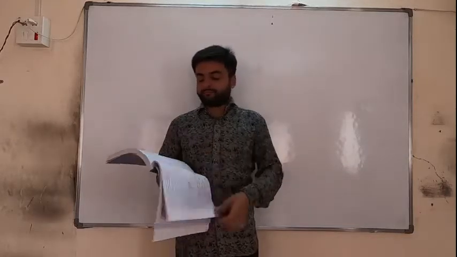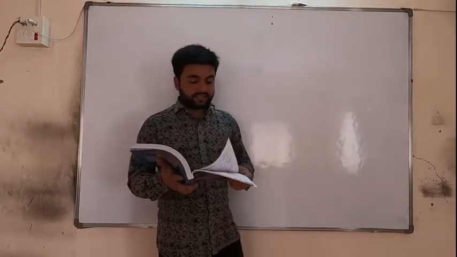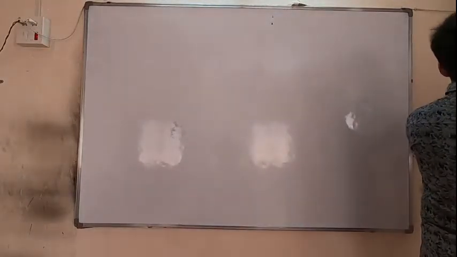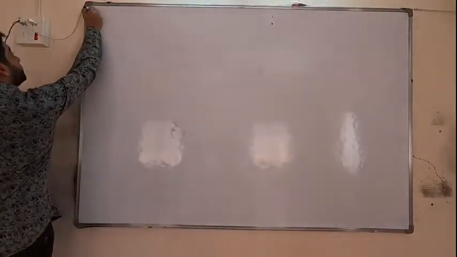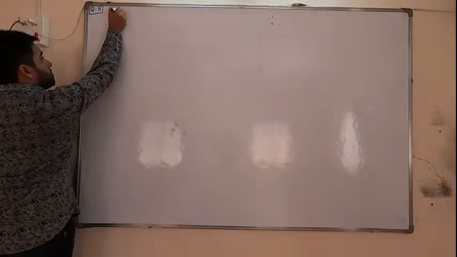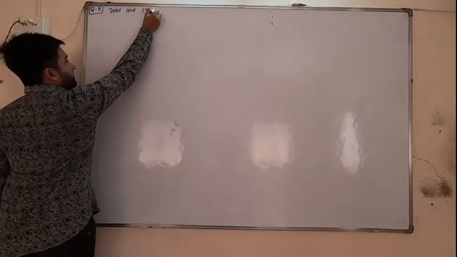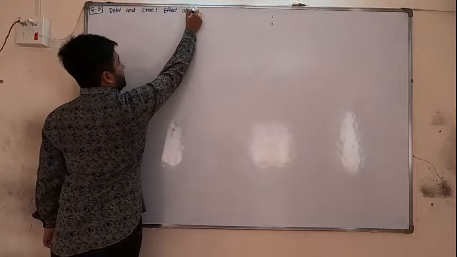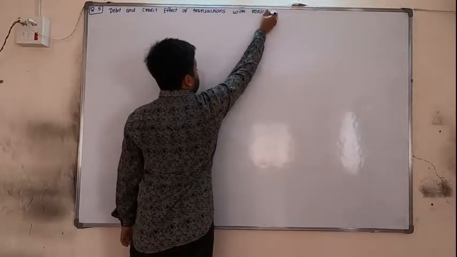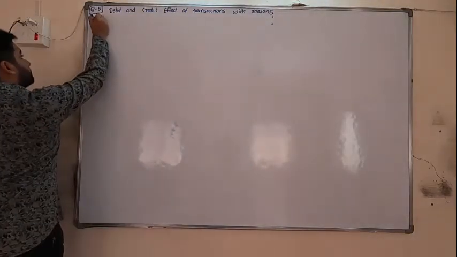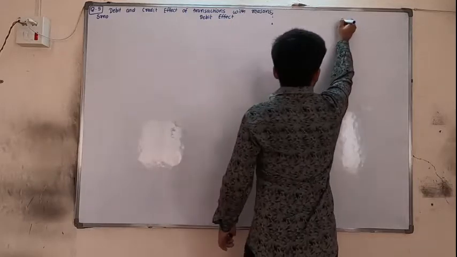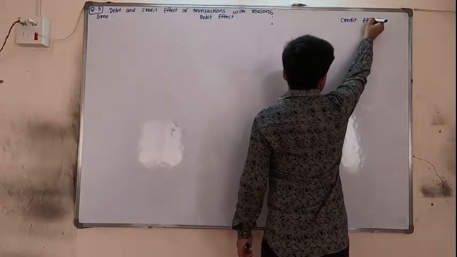Yes, now page number 50, sum number 5. To each account, the following transactions will be debited and credited in the books of Ganesh. Describe its reason. Let me first show question number 5. Debit and credit. Effect of transactions with reasons, serial number, debit effect, credit.